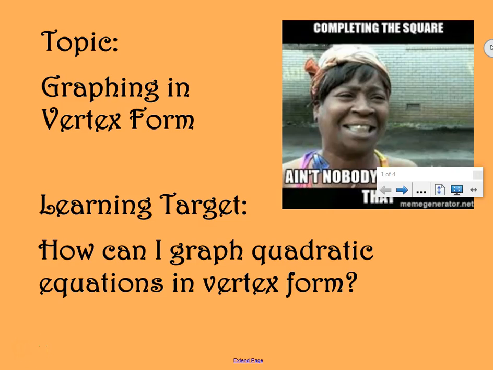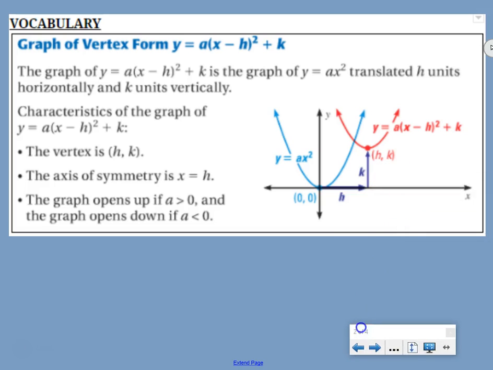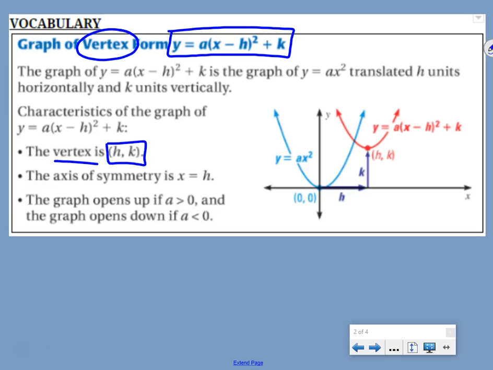All right, today our topic is graphing in vertex form. Our learning target is how can I graph quadratic equations in vertex form. So vertex form is y equals a times x minus h squared plus k. So this just gives us our vertex, which is really nice. So our vertex is h comma k, and our axis of symmetry is x equals h.